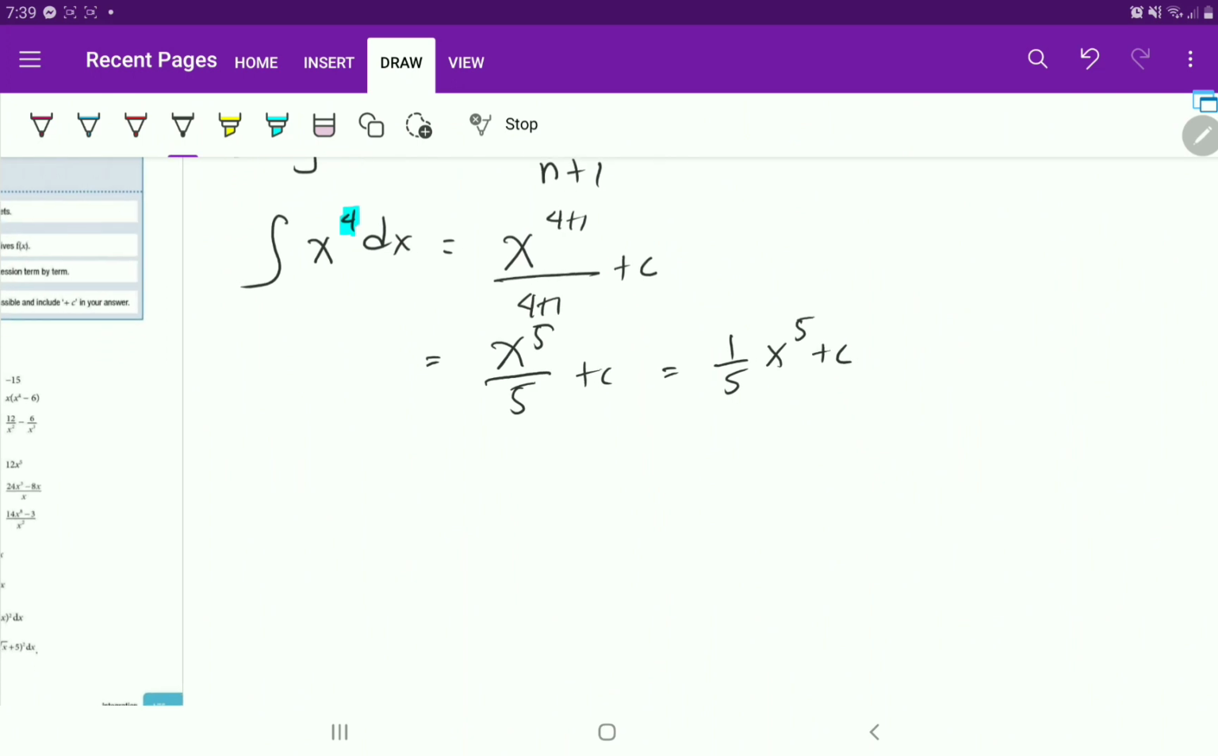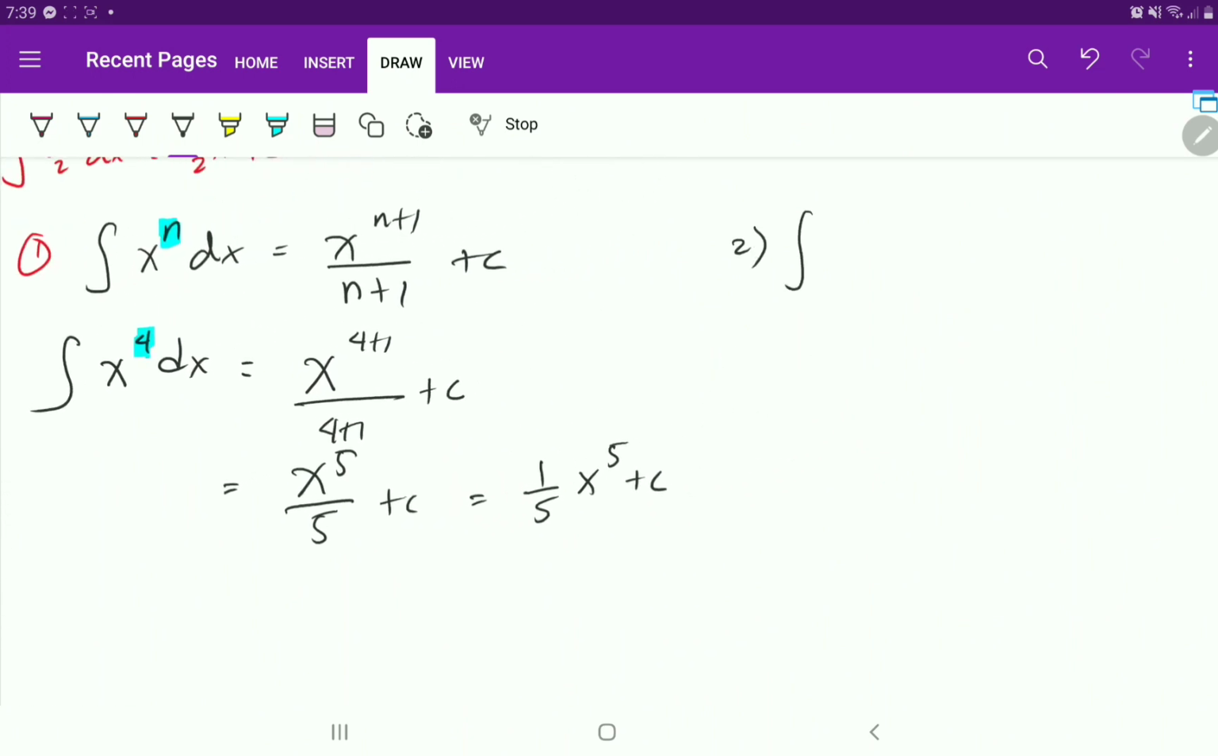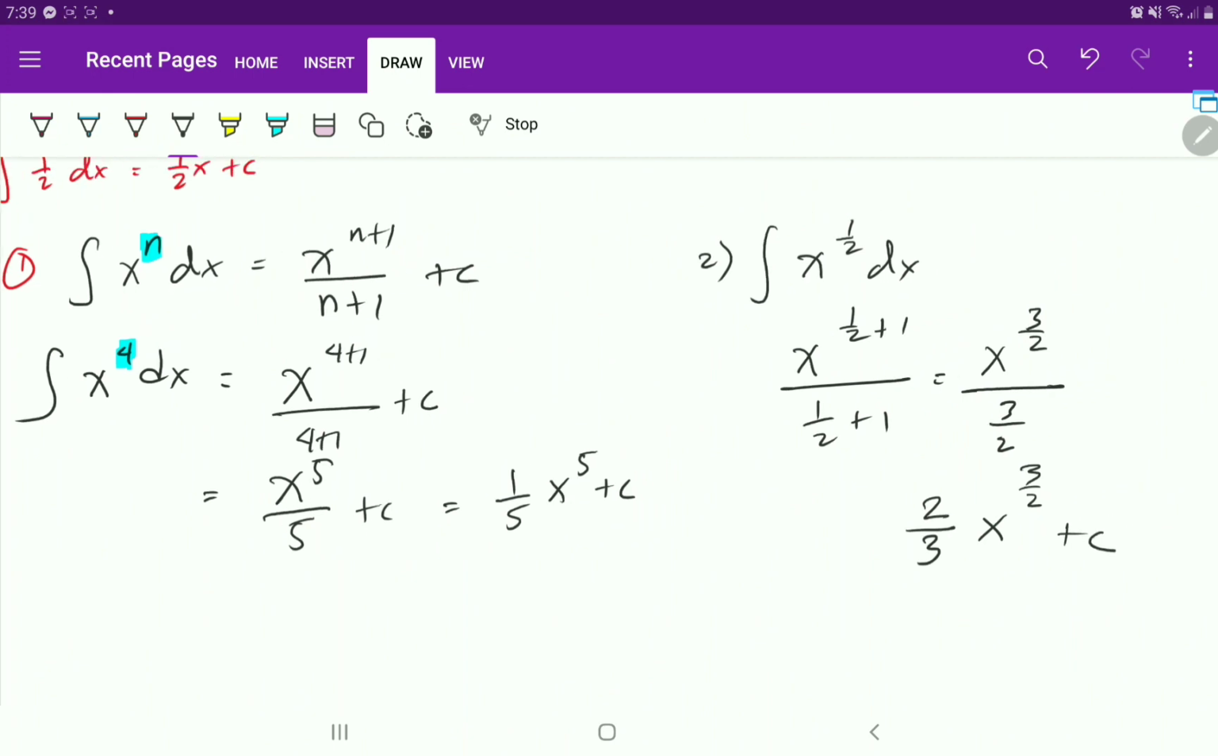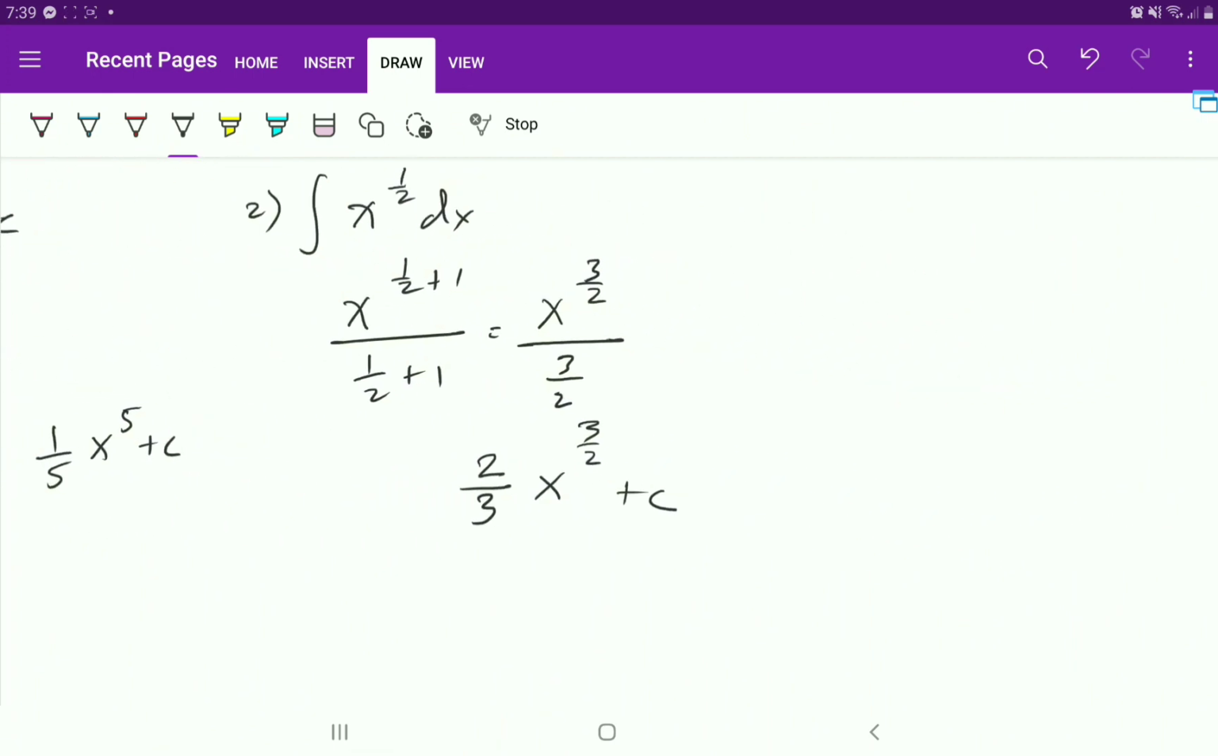Okay? Another example. Let's say I have the integral of x to the 1/2 dx. Therefore, again, x to the 1/2 plus 1 over 1/2 plus 1, which is equal to x to the 3/2 all over 3 over 2. Then that will be equal to 2 over 3 x raised to 3 over 2 plus c. Okay? So how come that's 2 over 3? Because remember, if you have a over b divided by c over d, to divide, that's a over b times d over c. You take the reverse, and this one here is division.